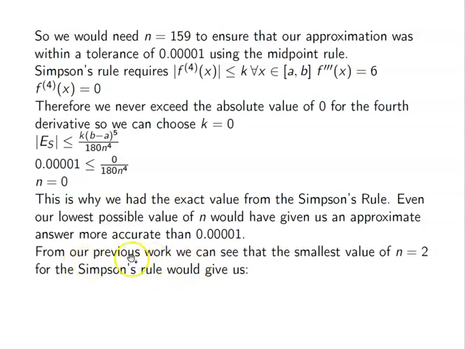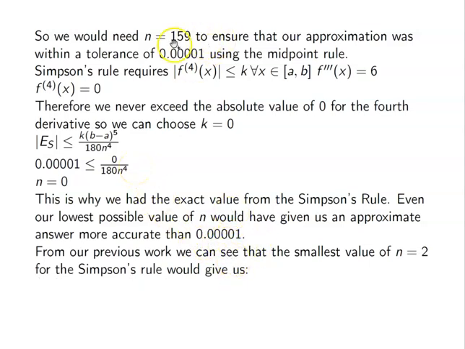From our previous work, we can see that the smallest value of n equals 2 for Simpson's rule would give us this. So 1/3 from Simpson's rule, 1/2 from delta x, and here I'm just using 2. So 2 rectangles was just one evaluation: the leftmost, the rightmost, and then the shared one. To do Simpson's rule, I need at least n equals 2, and that still gives me the exact value. So even the least amount of rectangles possible for Simpson's rule gives me a value more accurate than my tolerance.